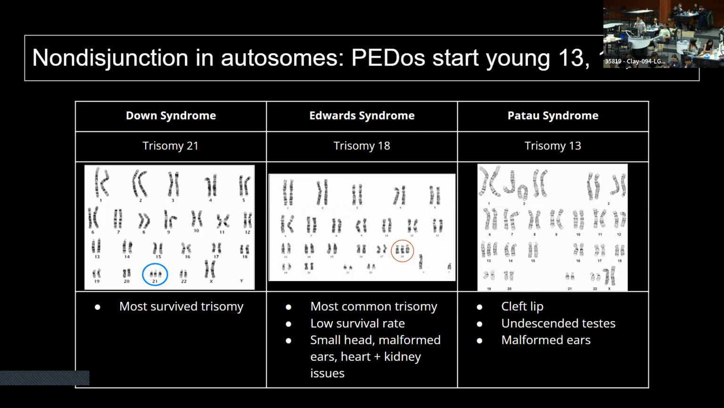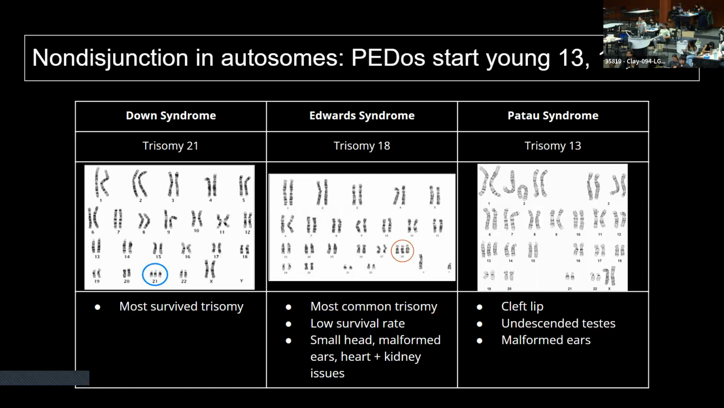It's not in the right order either, but the P stands for Patau syndrome, and that's when we have trisomy 13. Some things that can happen there are a cleft lip, undescended testes, and malformed ears. Edwards syndrome is known as trisomy 18, and that's the most common one, although it does also have the lowest survival rate.